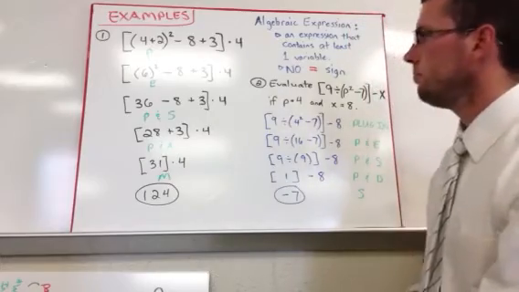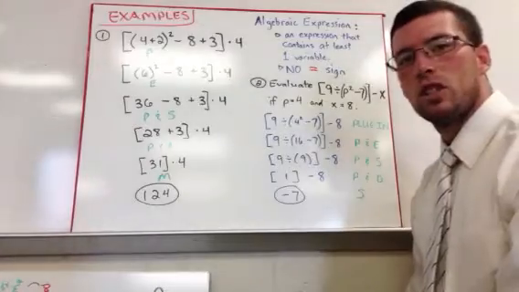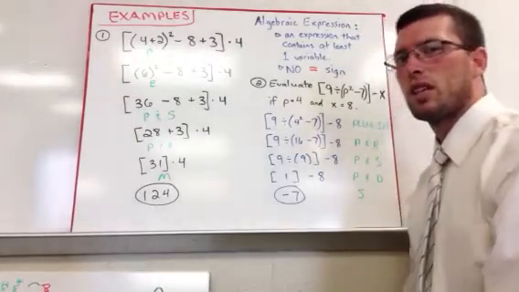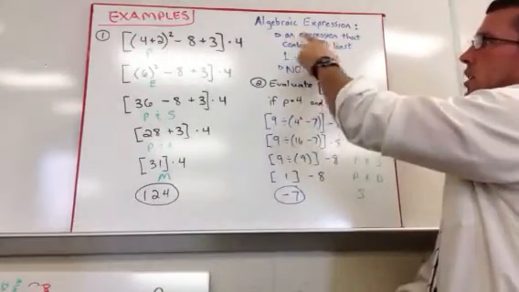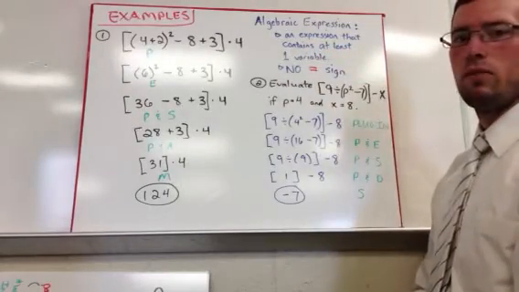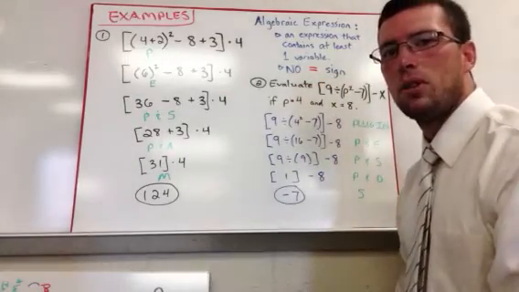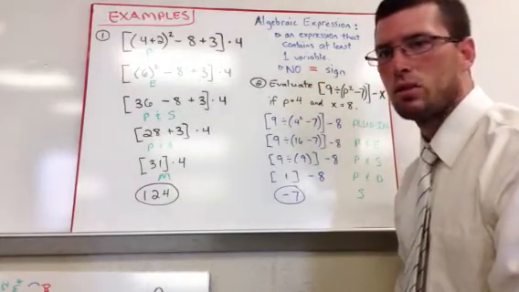Okay? So next, up here, this might be a definition that you want to write down. It says an algebraic expression is an expression that contains at least one variable. And notice on the second little bullet, I put that there is no equal sign. There's no equal sign.